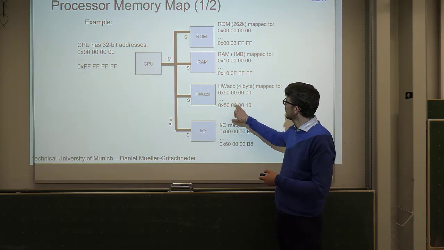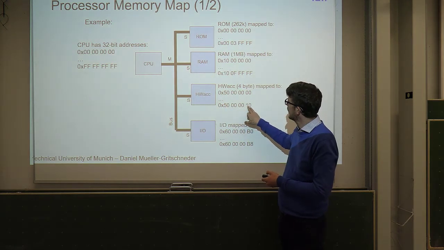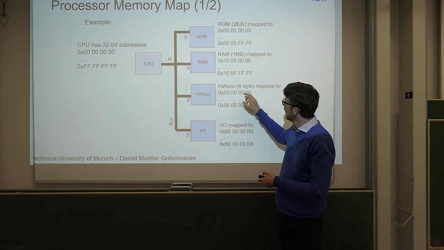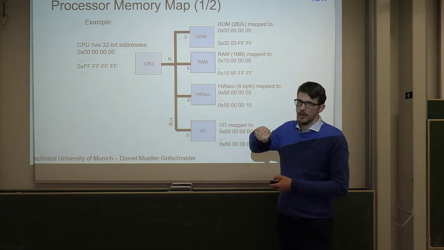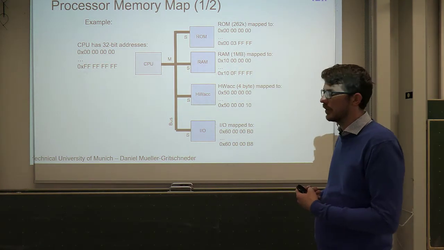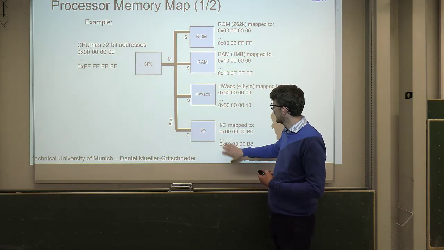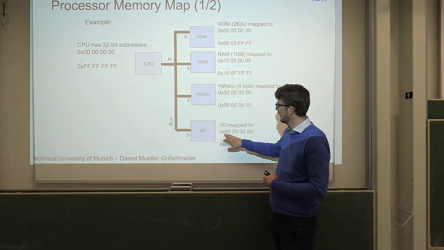But then you have some very special addresses. So we have here 4 addresses, all starting with 50, going up to last byte 10. So it's actually 4 addresses, and these are mapped to a hardware accelerator. So when you write to these addresses, you are interacting with this hardware accelerator. And there could be some other, an I/O device, and this has an offset of 60.